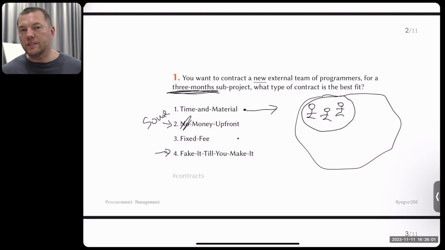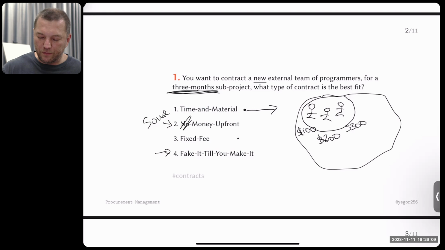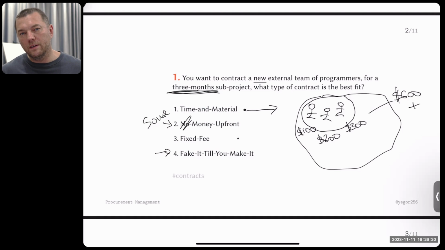And they have some salaries. So let's say this one gets $100, I don't know, per day. This one gets $200 per day, and this one gets $300 per day, for example. So in total, they get $600 every day. And I have to pay this company $600 plus some fee. So let's say I pay plus 50%. So this is how much I pay.